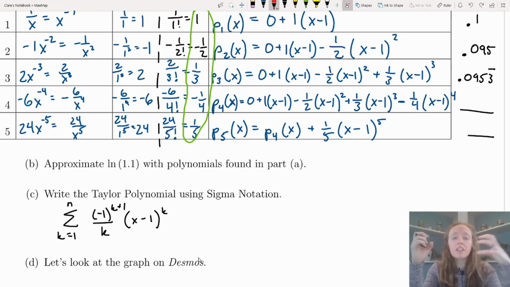Now I think where the real understanding of the power of Taylor polynomials comes into play is when we look at how we're building that graph and becoming more and more accurate with our approximations.